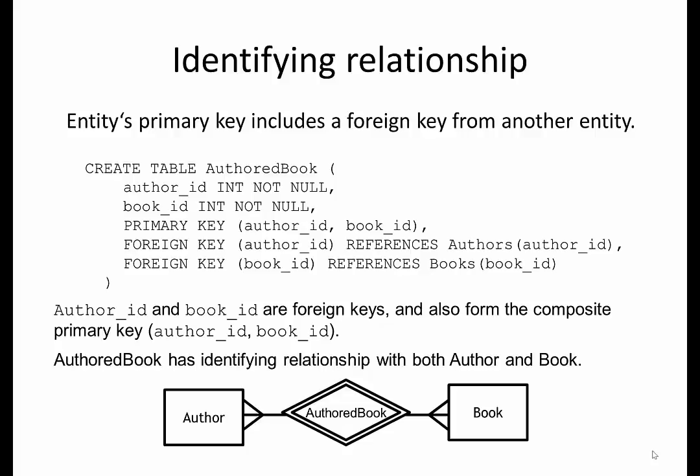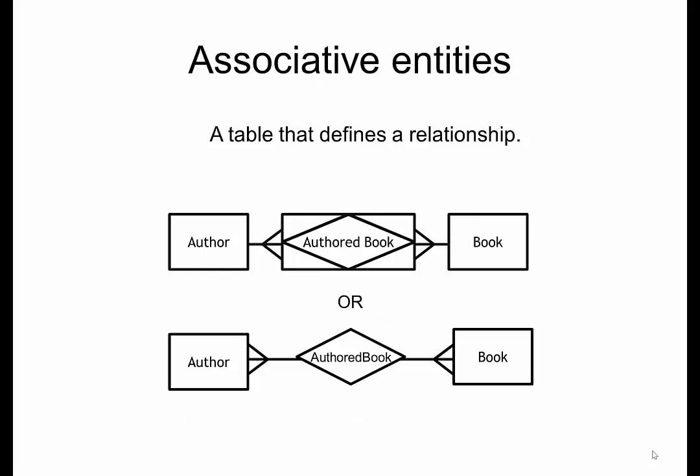So in this case, yes, author ID and book ID are foreign keys. Author book has an identifying relationship with both author and book. So we can draw exactly the same relationship using different ER diagrams. I find that quite confusing. I don't like it, but it's what's out there.